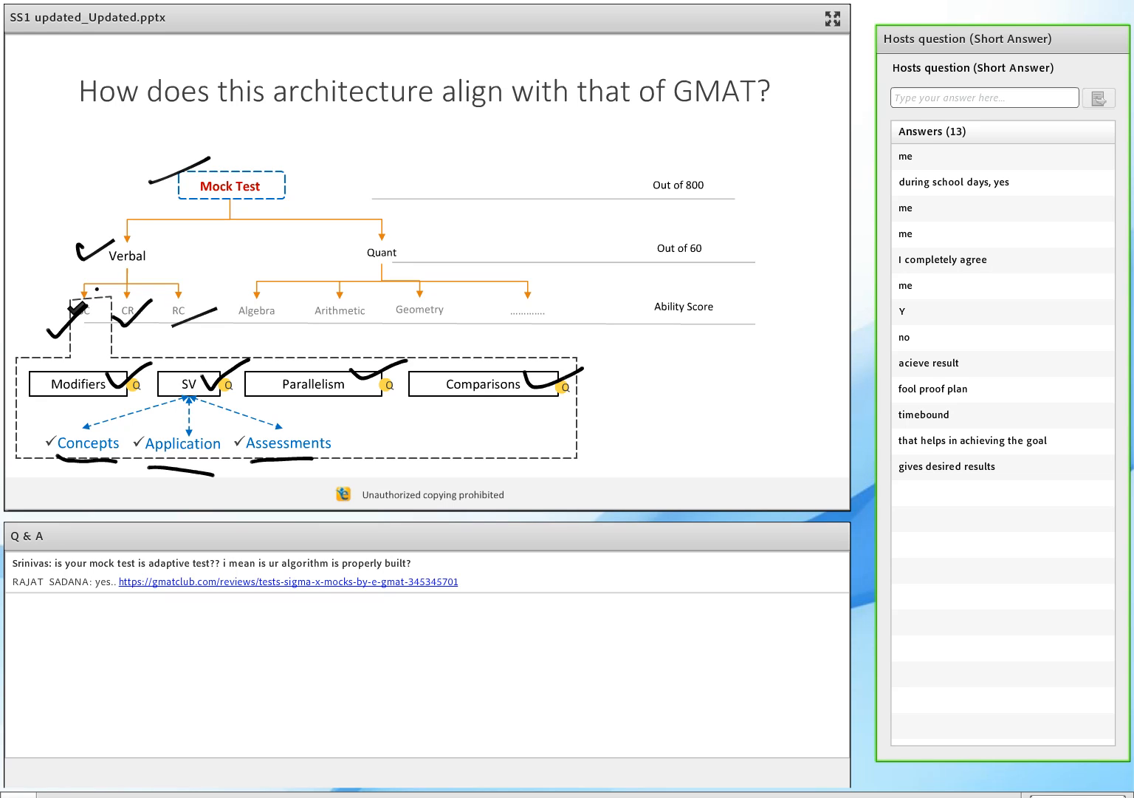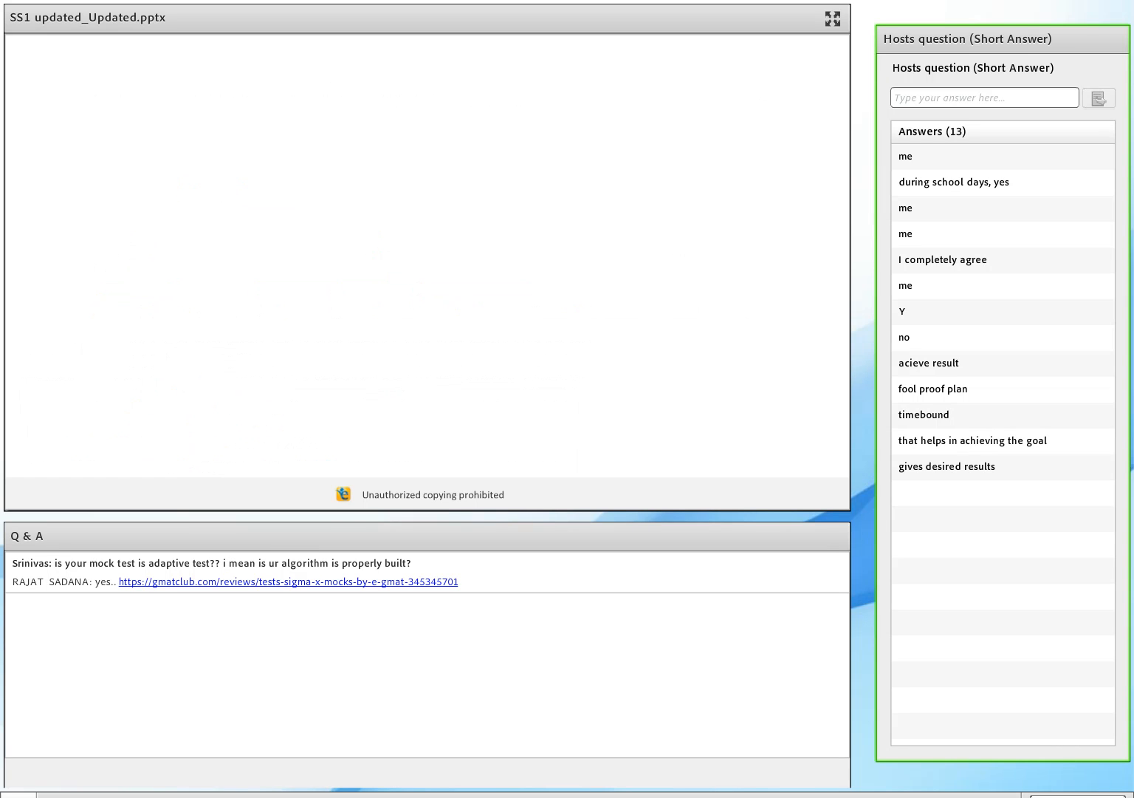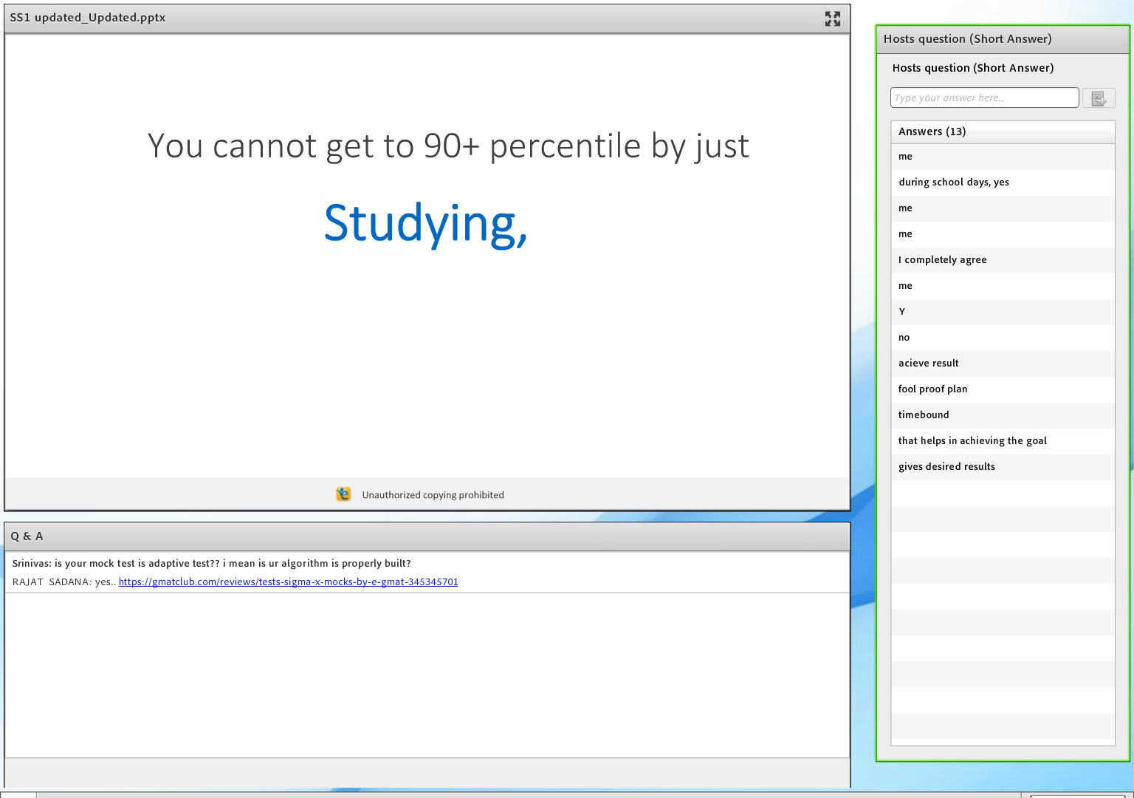And the beauty of this is that this architecture allows you to perfect. Because you get to that 90th percentile score not just by knowing the subject verb or the modifiers or parallelism, but you need to focus on perfecting. And to perfect, each one of you needs feedback that is specific to you.